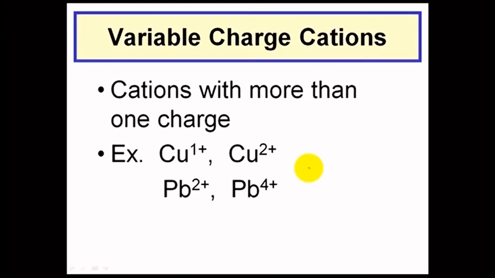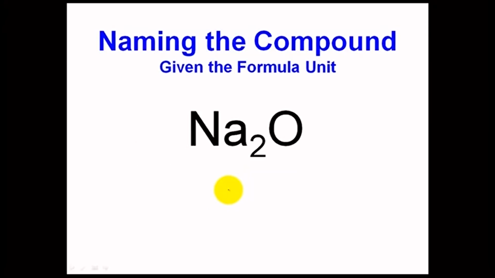An example of a variable charge cation would be something like copper. Copper has a 1 plus charge, but it could also have a 2 plus charge. Variable means more than one charge, so it's a cation that could have different charges. We can't just say copper is a 2 plus because it might be a 1 plus. Same way with lead: lead could be a 2 plus or a 4 plus. Because they have more than one charge, there are different rules for when we use them in naming ionic compounds.